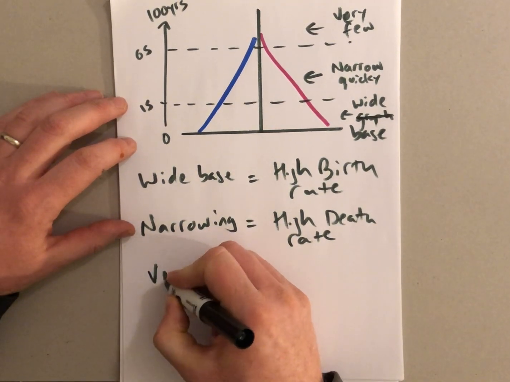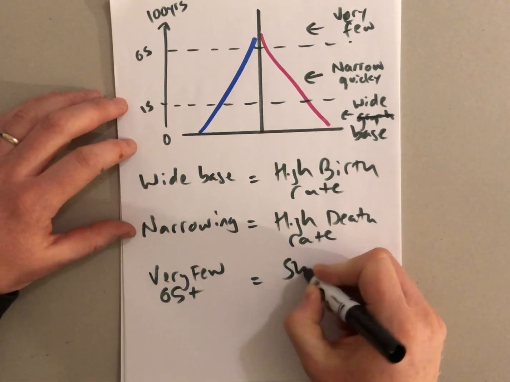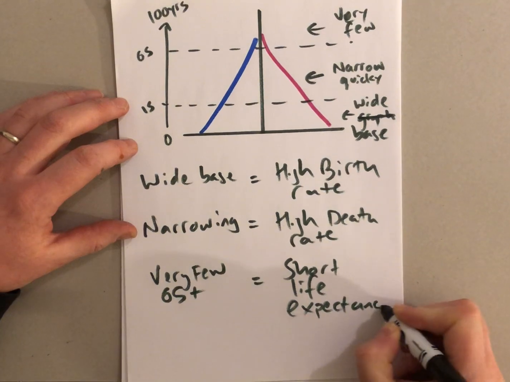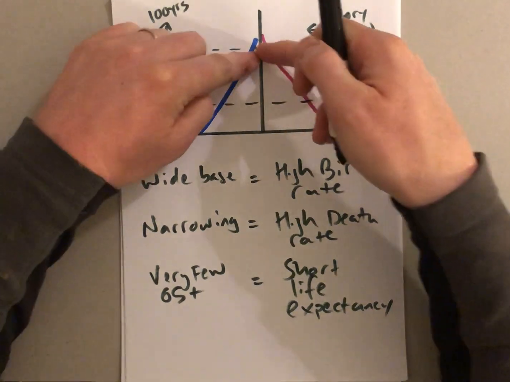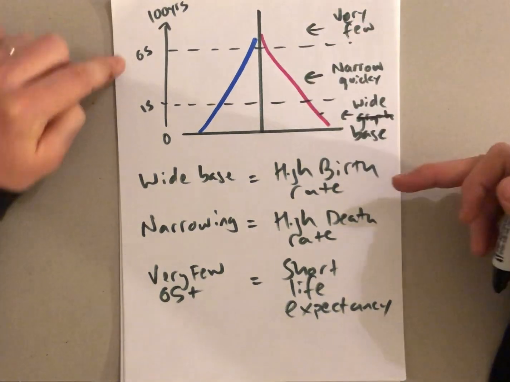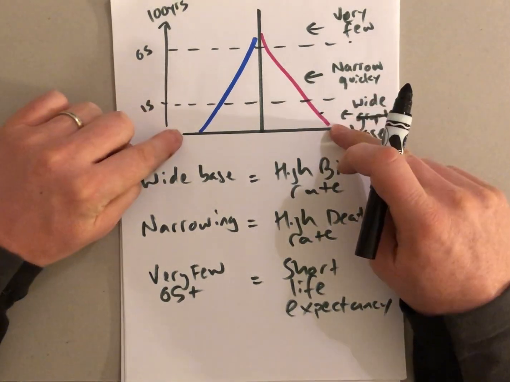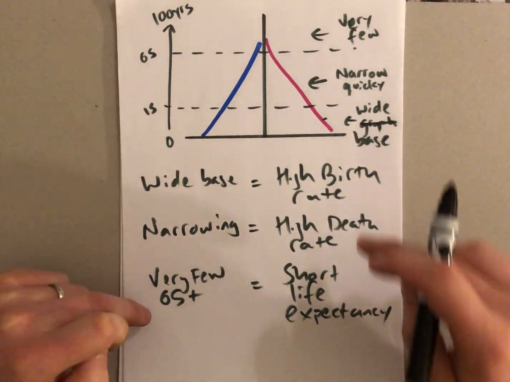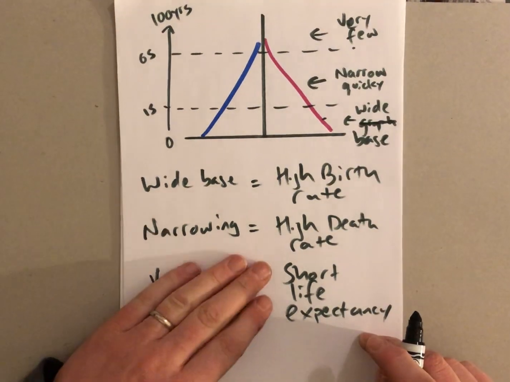What we've got with very few who are 65 plus is telling us that life expectancy in this country is short. Okay, so our descriptions are that looking at the graph, we've got a wide base. We can see that on both sides it's getting narrower, and there are very few who are making it above 65 years. That tells us that this country has a high birth rate with the wide base. It tells us that as people become older, they die with a high death rate. And because people are dying, very few are making it to old age. So this country has a short life expectancy.